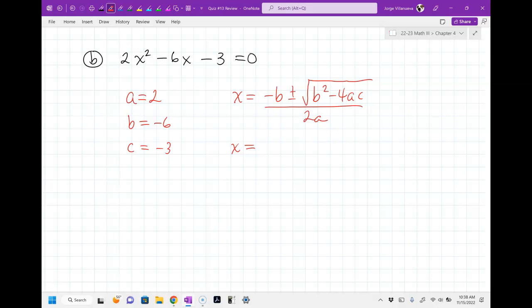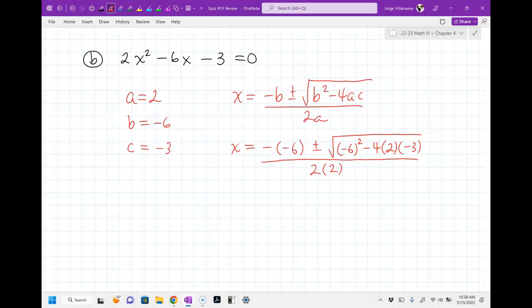Okay? So, negative b, which is negative 6. Right now you can see the importance of me using parentheses when I plug things in, because minus a negative is a positive. That's going to be a positive 6. Okay? Square root of negative 6 squared minus 4 times a, which is 2, times c, which is negative 3. All of that gets divided by 2 times a, which is 2 times 2.